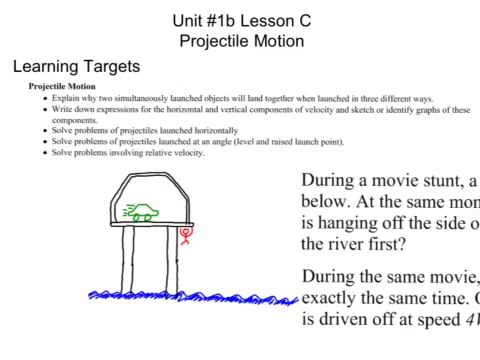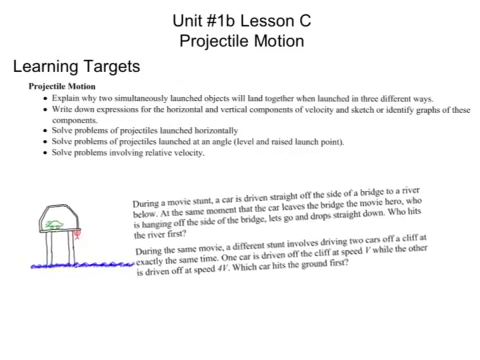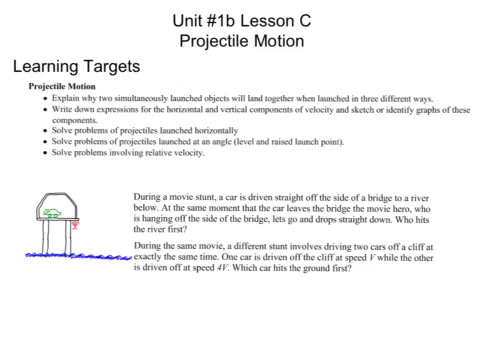And then we extend that question to say that during that same movie, a different stunt involves driving two cars off a cliff at exactly the same time, where one car is driven off the cliff at a certain speed while the other is driven off at 4 times that speed. So which car hits the ground first? I want you to keep those questions in mind as we go through this lesson.